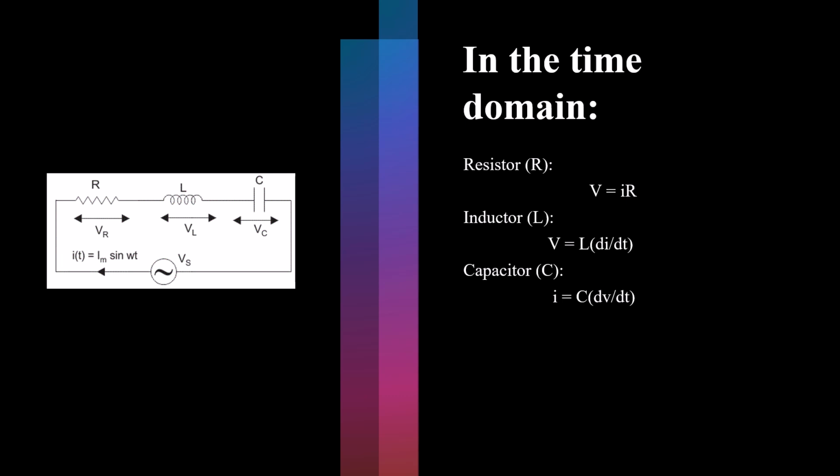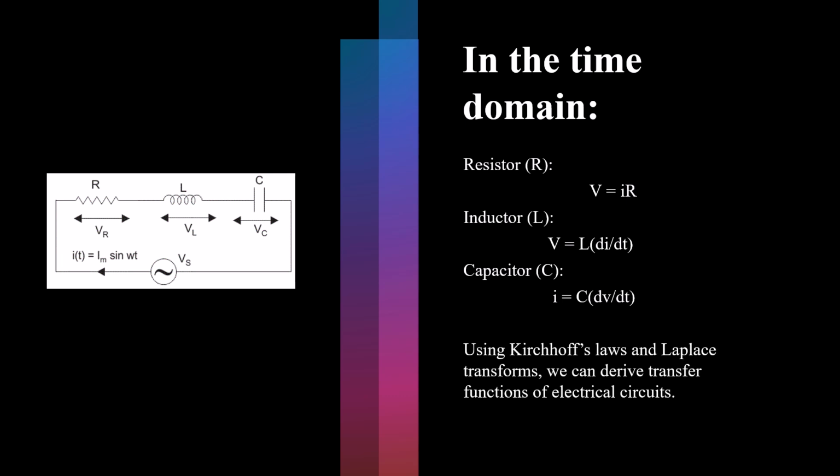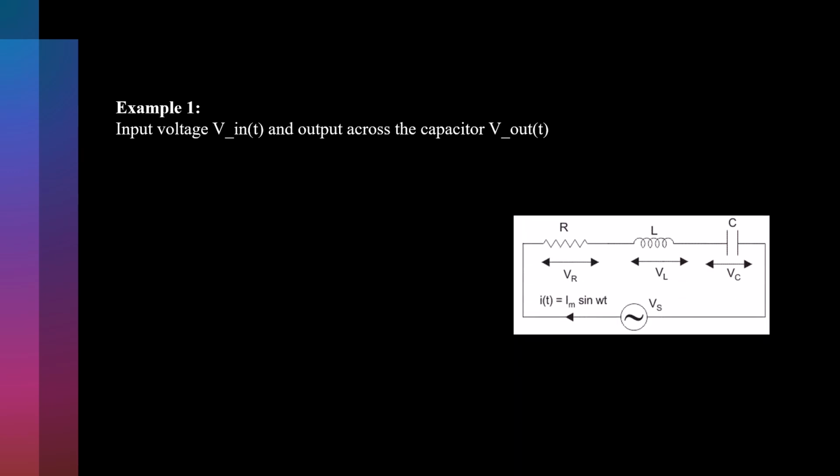Here we have three elements in series. Using Kirchhoff's laws and also Laplace transforms, we first need to derive the electrical circuit as a transfer function. These two things we need to understand. Then, considering the same circuit again, V in is the input voltage and V out is the output voltage, taken across the capacitor.